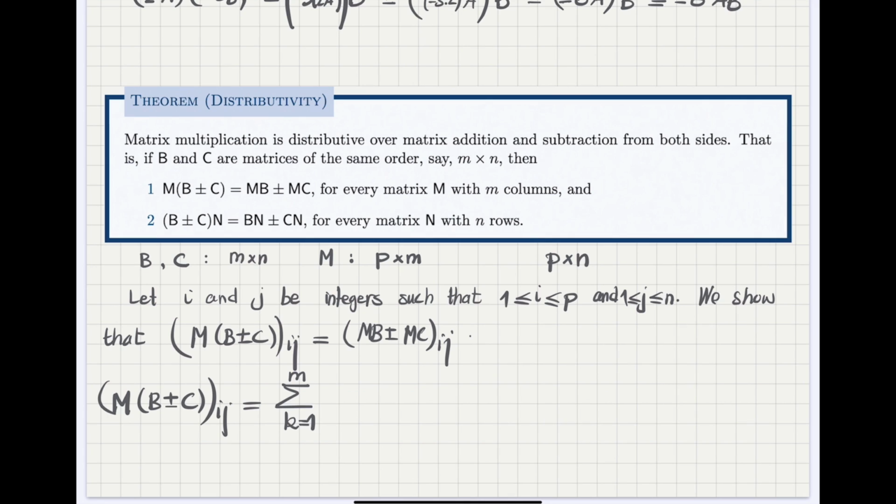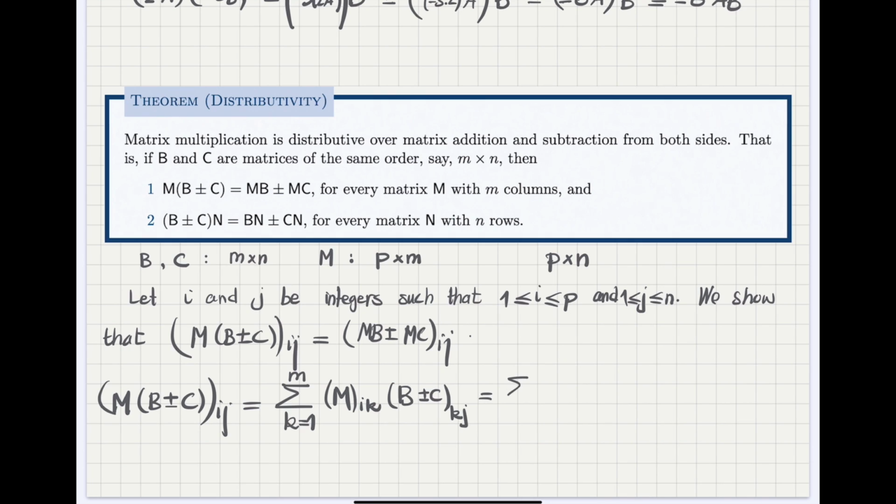And then my matrix M, let me write it with a capital M, since little m is unfortunate. I start with the i index, and then I end it with the counter of my sigma. The second matrix is B plus or minus C. I start with the counter of the sigma and end it with the index j.